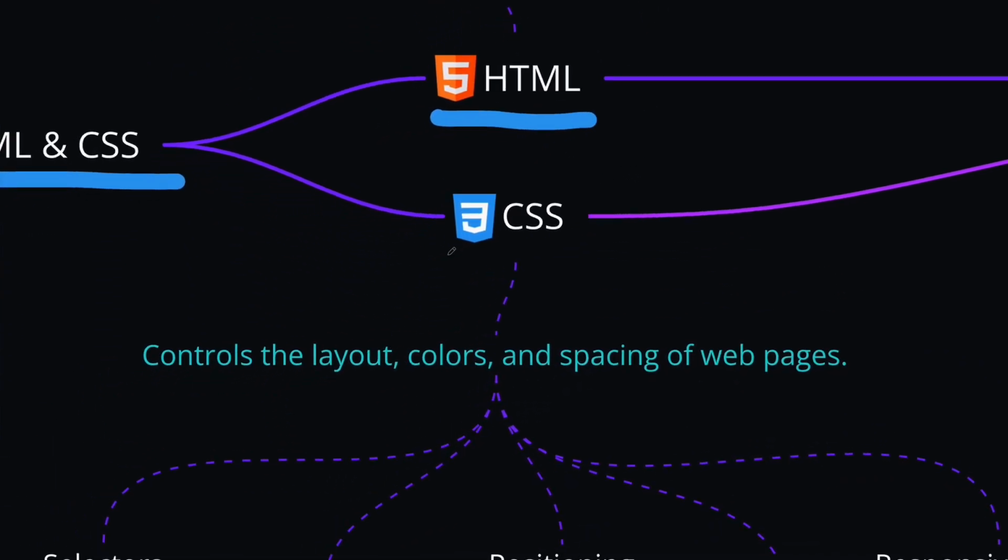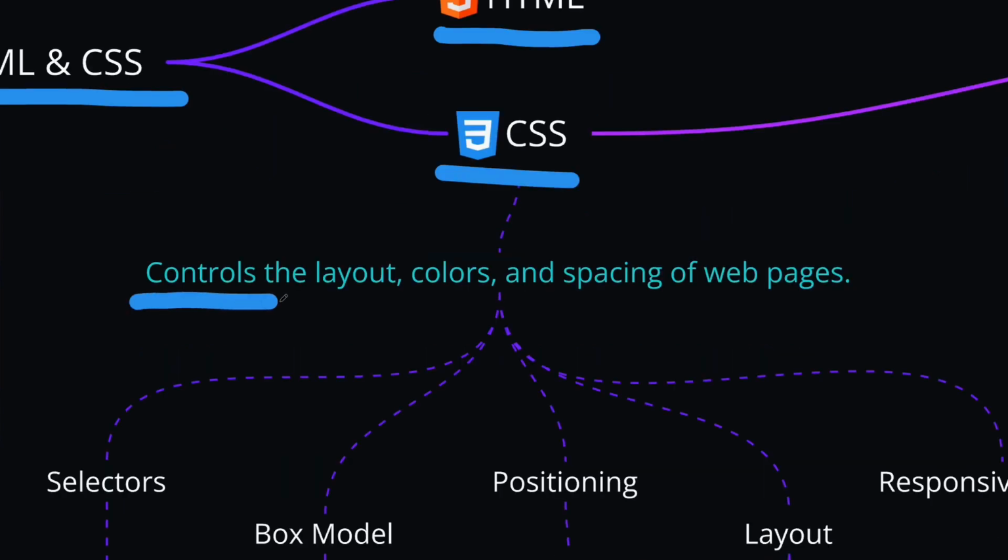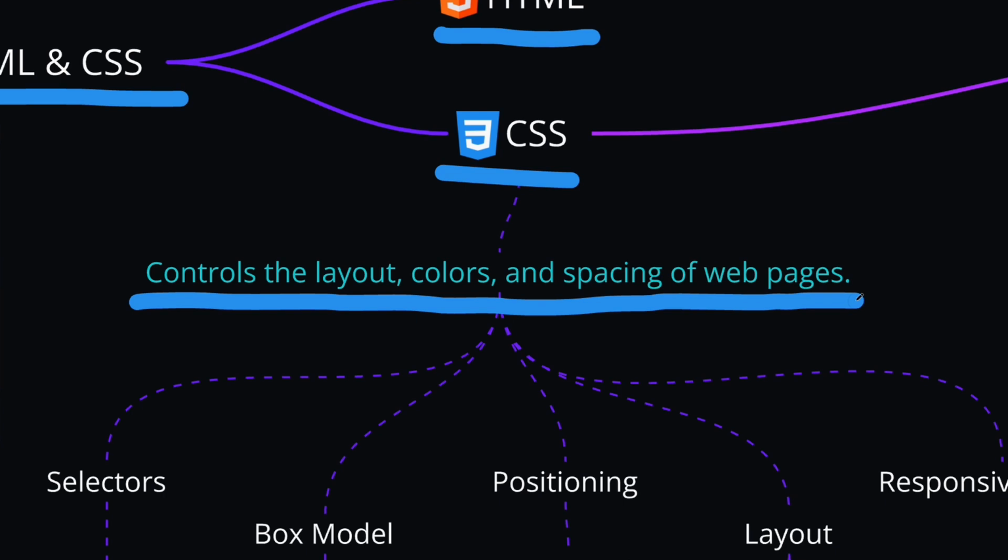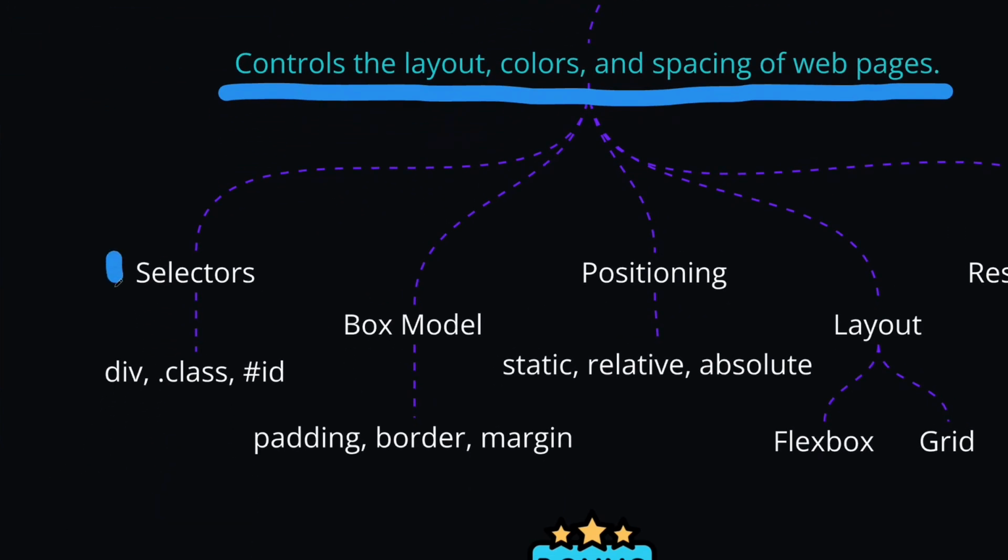To create visually appealing websites, you need to pair it with CSS. CSS is for controlling the layout, colors, and spacing of your web pages. And here you'll learn about concepts like selectors, which is how you can select HTML elements from the screen. For example, you can select them by tag names or by class names or by IDs.